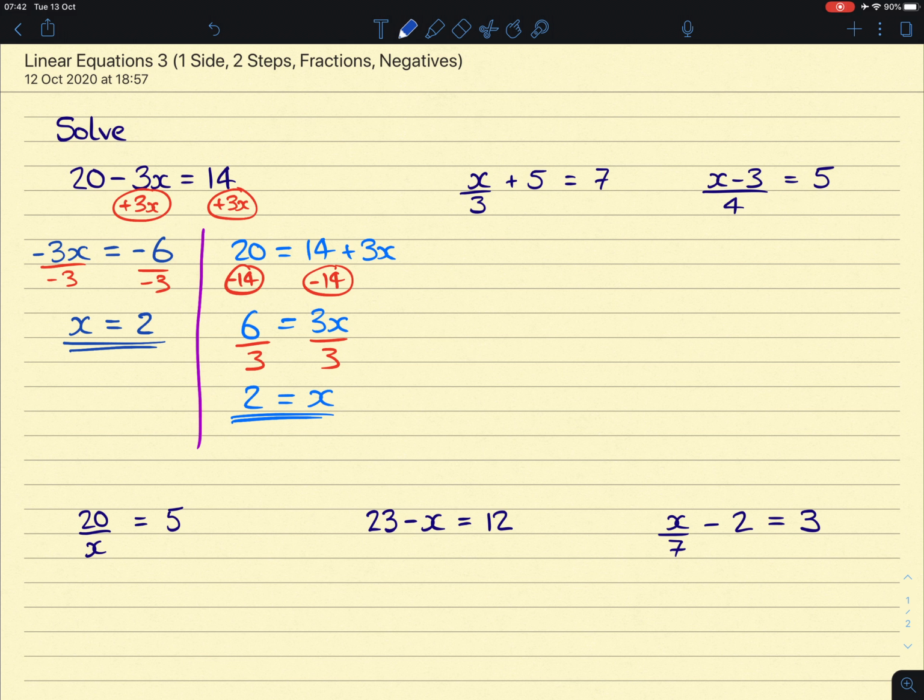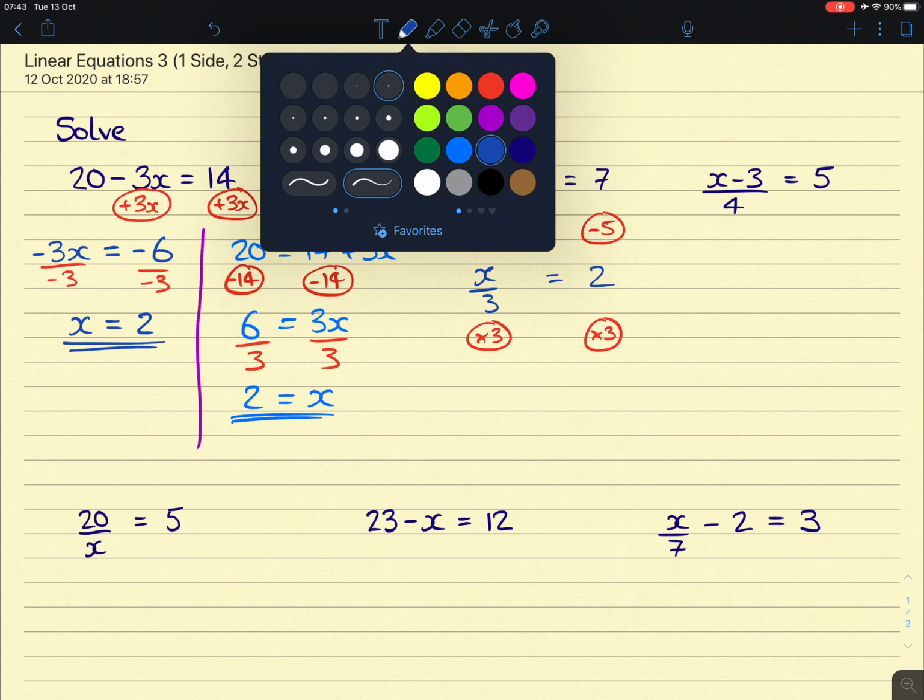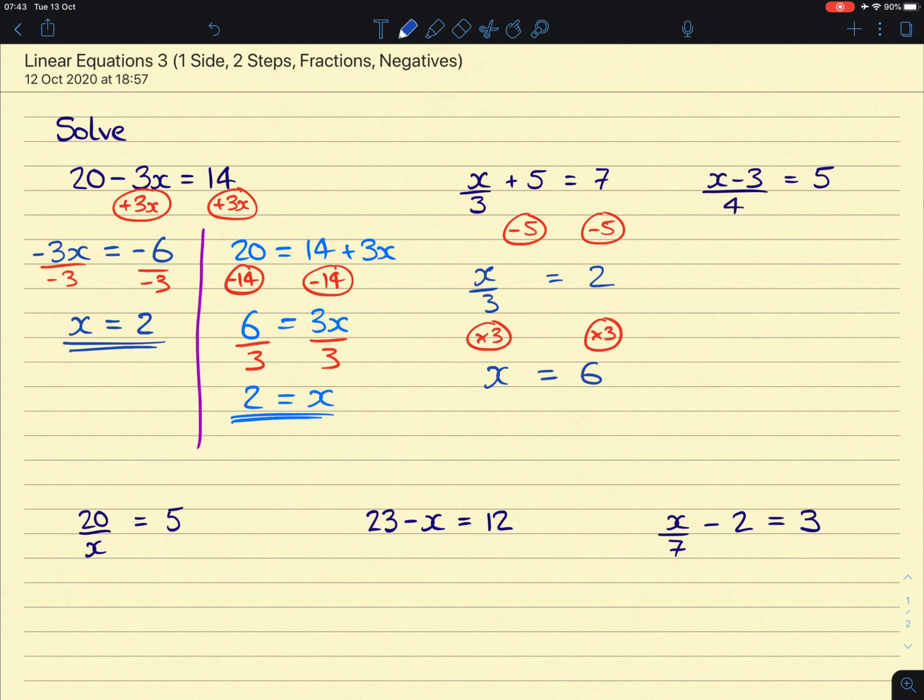The second one also has 2 different strategies. The first one I'm going to approach is basically along the lines of, well, what is happening to x and in what order? So as it stands, we have this divide by 3 happening, and then a plus 5. So we're going to want to get rid of that plus 5 first, because it's further away from x. That will leave us then with x over 3 equals 2, is what you'll have on the right. Then in order to get rid of that over 3, we've got to multiply both sides by 3. And we'll be left with x equals 6.